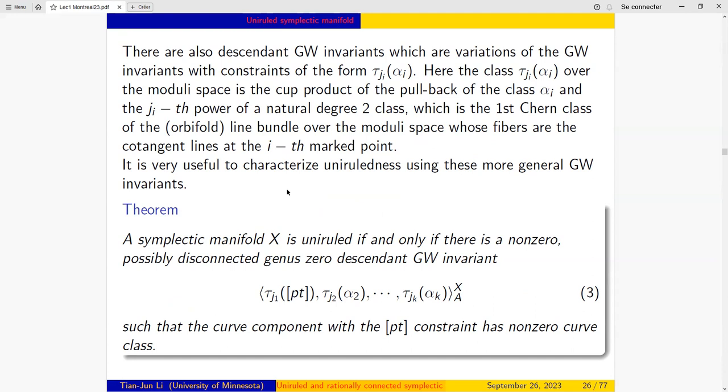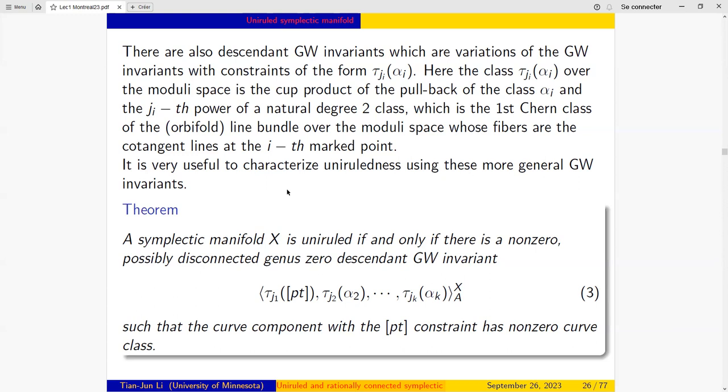As I mentioned, we also have a descendant Gromov-Witten theorem, incorporating line bundles, the cotangent line bundles, on a larger space of curves. So we can consider these more general invariants, and it turns out you can use the non-vanishing of such more general invariants to define uniruled.